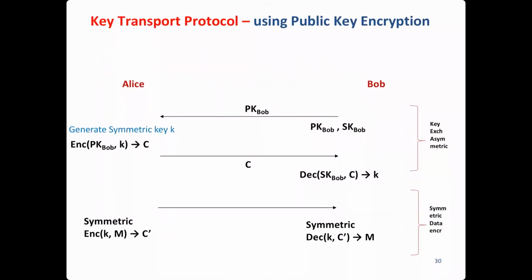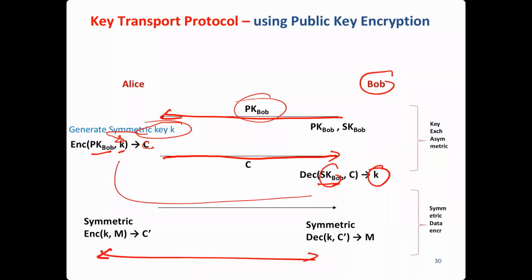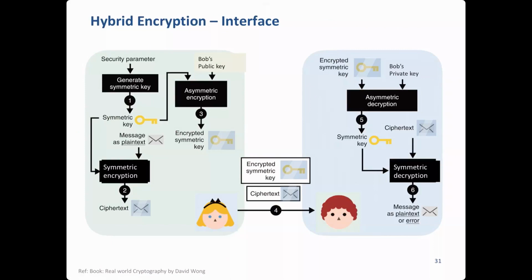I am showing you the pictures. Bob sends his public key to Alice. Alice generates a symmetric key K using a random number generator, pseudo random number generator, whatever. Then Alice encrypts this key K, which now becomes the message, using the public key of Bob and gets ciphertext C, and C goes to the other end. Bob decrypts this using his private key and gets the key K. Now this key K is available at both ends. It can be used for symmetric key encryption. Clear? This is another example, the same thing shown pictorially here. So please go through it.